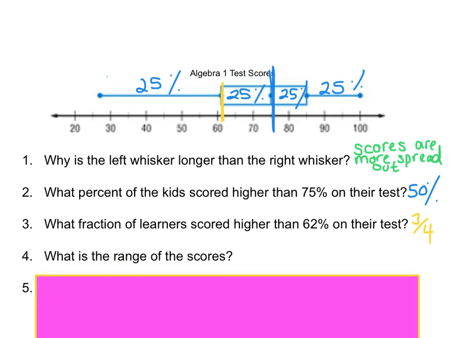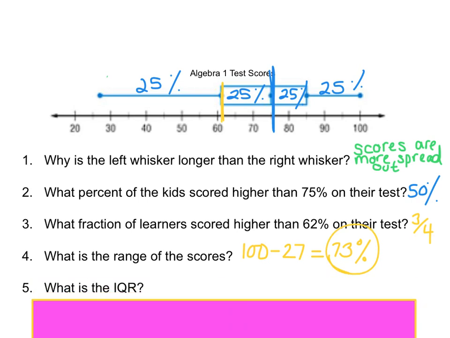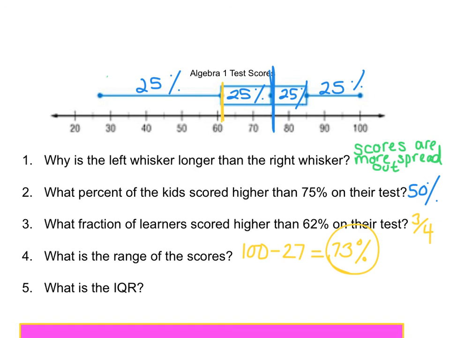What is the range of the scores? Okay, so my range is my maximum. Somebody could ace this. They got 100 minus, and I'm doing a little bit of guessing here, I'm thinking that's 27. So I actually have to make that one number. And that means the range is 73%. And then what is the interquartile range? That is Q3 minus Q1, which would be 85 minus, I think we said that was 62, or 23%.